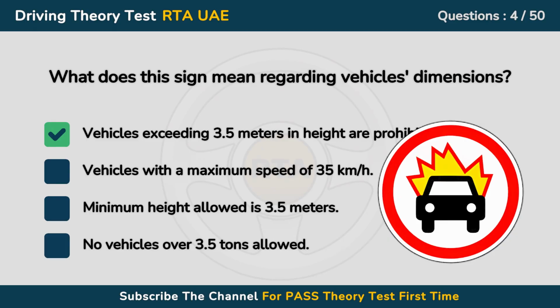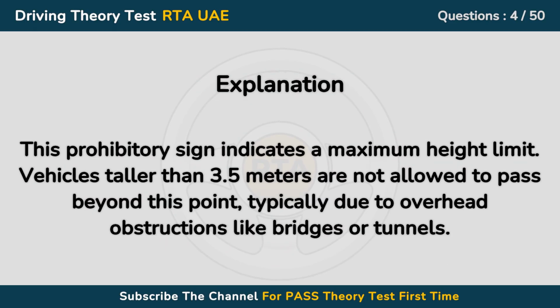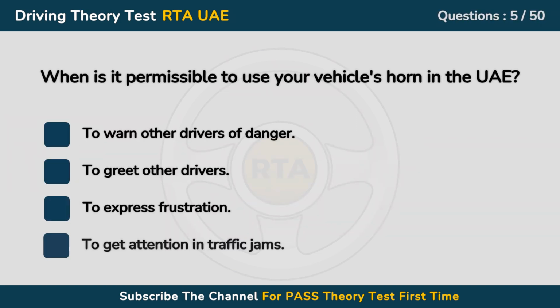Answer is A. Vehicles exceeding 3.5 meters in height are prohibited. This prohibitory sign indicates a maximum height limit. Vehicles taller than 3.5 meters are not allowed to pass beyond this point, typically due to overhead obstructions like bridges or tunnels.